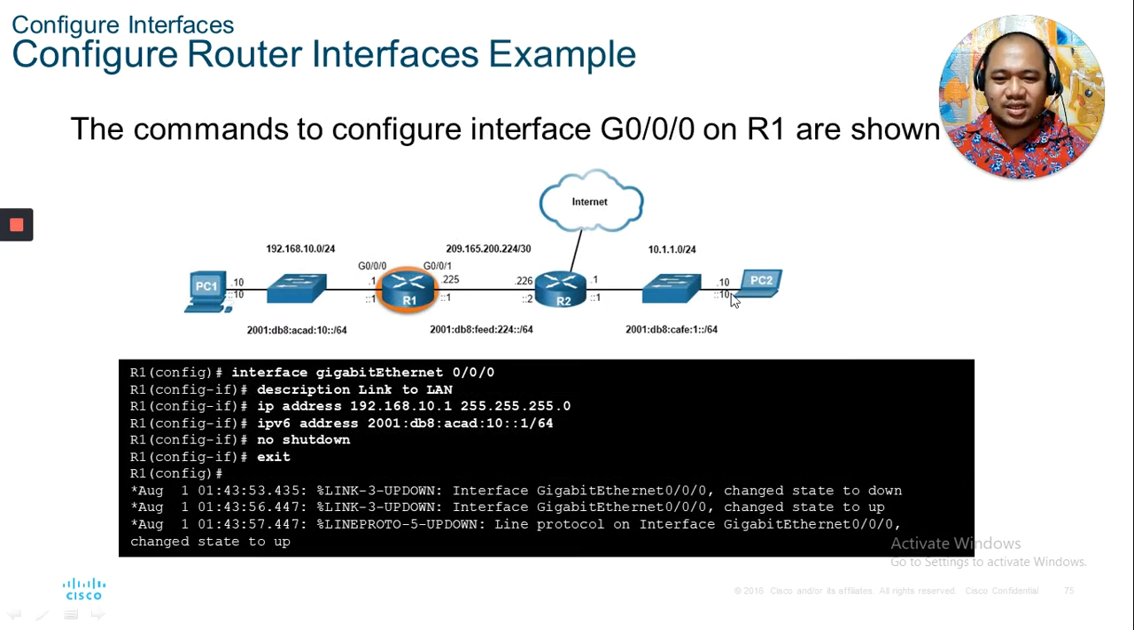Okay, this is an example of how you configure your interface under G0/0. You set the description, the local IP, and the IPv6 address. Then you need to type no shutdown to turn on the interface. That is the same on the gigabit Ethernet for the other port.